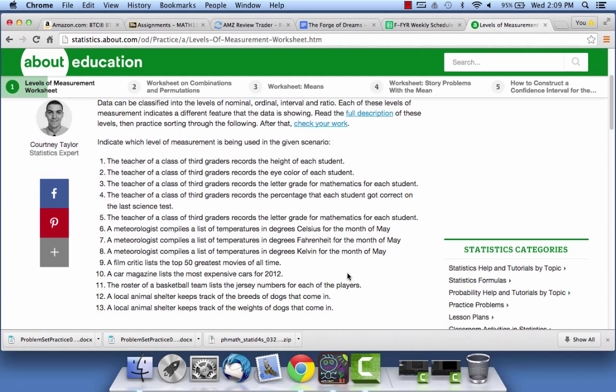Degrees Celsius. If it is 40 degrees one day and 30 degrees the next day, then it is 10 degrees Celsius less the second day. So subtraction does make sense. But if it's 40 degrees one day and 20 degrees the next day, you can't say it was twice as hot.